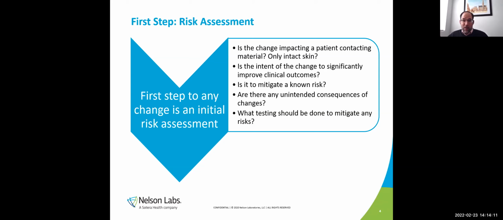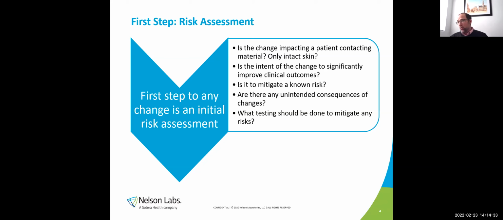If the surgeon's gloved, then that impact is less, that change is less than the fluid path or the distal end of the device that contacts the patient. So that's your first step to the change assessment, is that risk assessment. Does this change impact directly or indirectly to the body? Are you intending this change to improve clinical risks or outcomes?